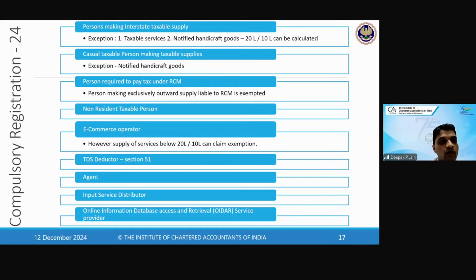What is e-commerce operator? We have already discussed this. Like Amazon, Flipkart, you buy something. What are they? They are e-commerce operators.